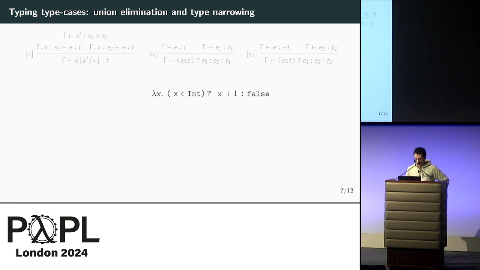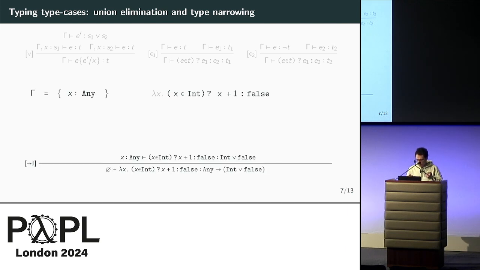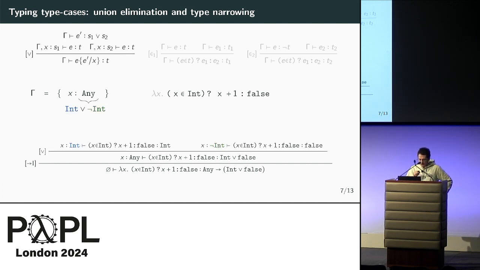Here we have a simple function. It takes a parameter x. It tests whether x is an integer. If it is the case, it returns x plus 1. Otherwise, it returns false. So we want to type it for the domain any. We enter the lambda with the rule for lambda abstraction, and we assume that x has type any. But now, we cannot type the type case directly because we are not in this special case. So instead, we apply the union elimination rule in order to study separately the case where x is an integer and the case where it is not an integer.